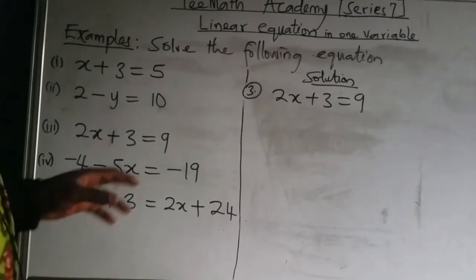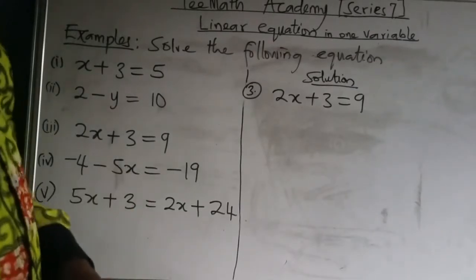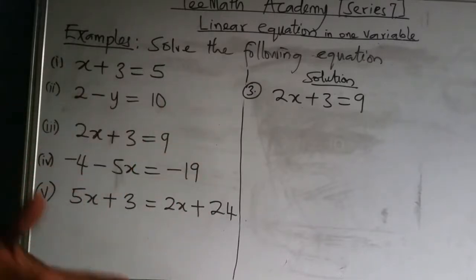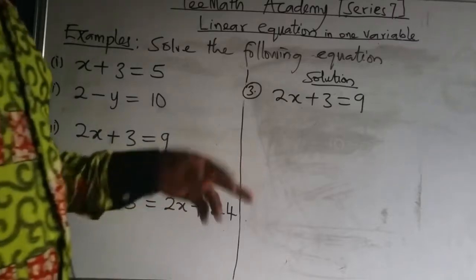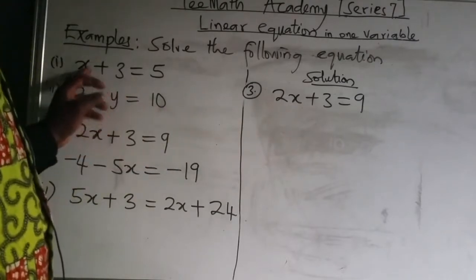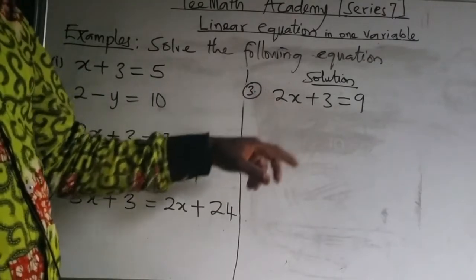All right, number 3 says 2x plus 3 equals to 5. Okay, just like the other way we have been solving this, we are still going to do the same thing. Then what is that? Collect the like terms. But here you must take note that this x is not alone, just like here. It has a coefficient of 2, so we have 2x.